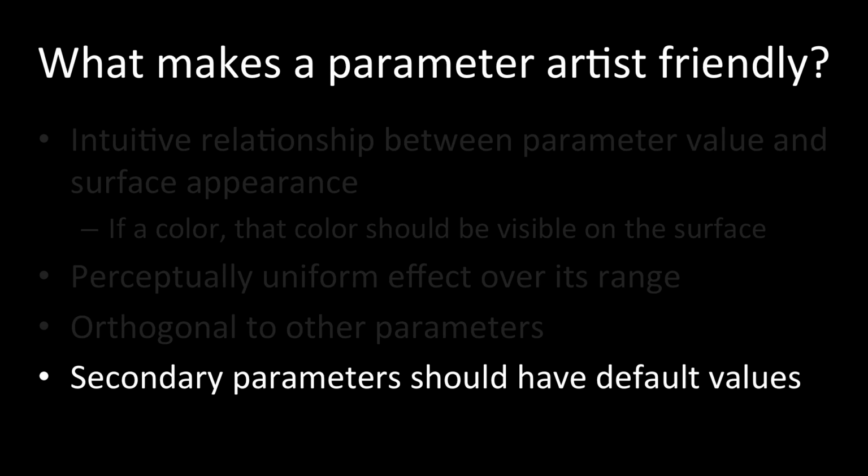A few primary parameters need to be set for every material. Diffuse color and specular color, or base color and metalness, are good examples. Specular roughness is another.